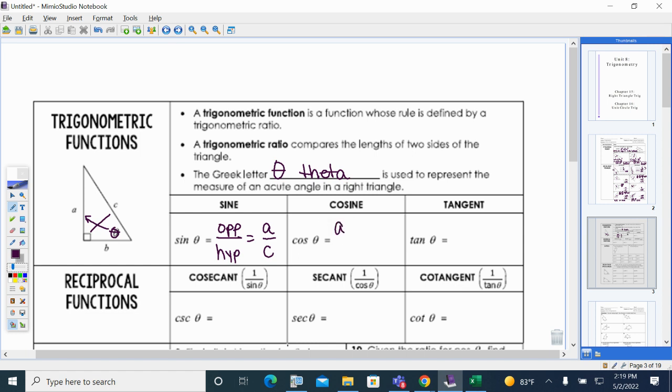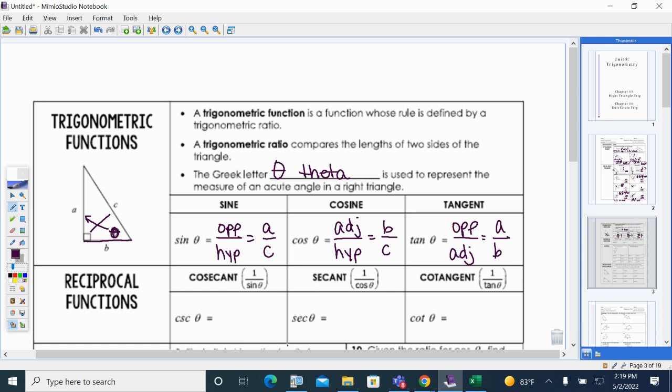Cosine is adjacent over hypotenuse. And in this triangle to the left, if this is theta, the adjacent side is going to be the side that helps make up theta, which is B, divided by the hypotenuse, which is C. And then tangent is opposite over adjacent. And again, your opposite side is the A, and the adjacent side is the B.